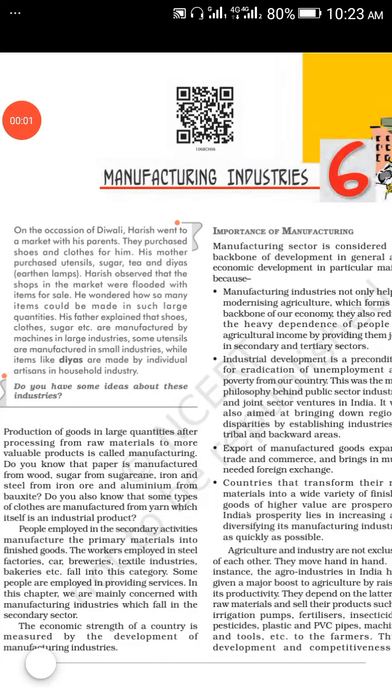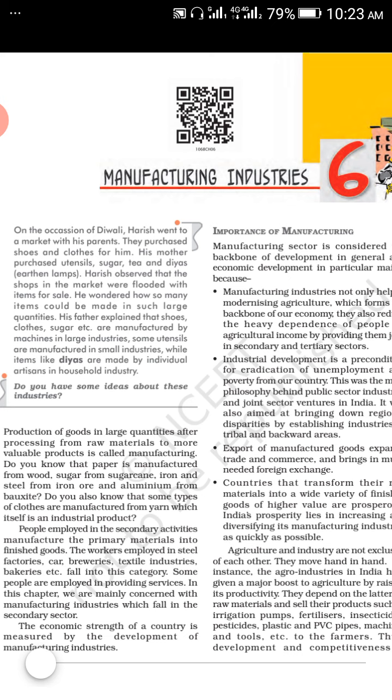Now, today we will start the geography chapter, manufacturing industry. As we are starting the manufacturing industry, you have to write the first question. What do you mean by manufacturing? Manufacturing means the production of goods.